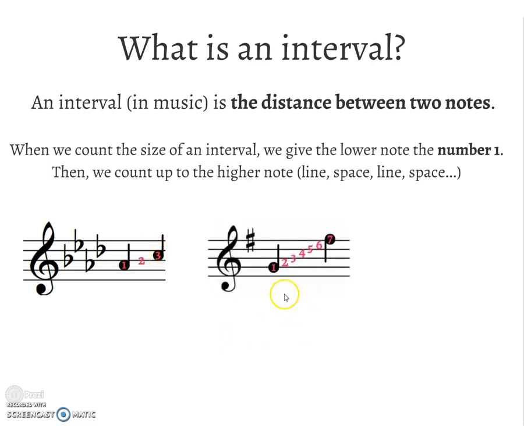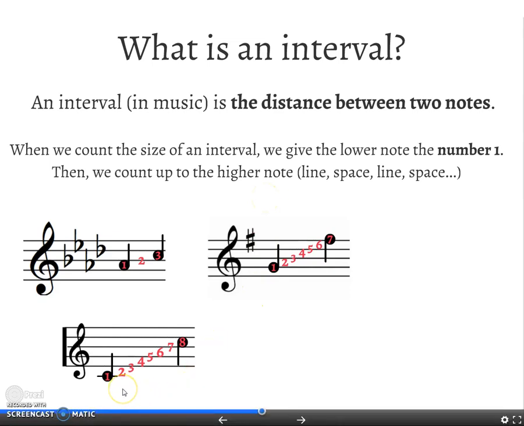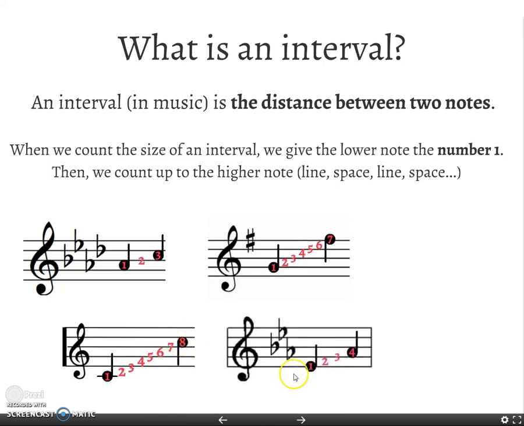Here we have a distance of 7 because we're starting on a line. We're going line, space, line, space, line, space, line, and we're counting up as we go. 1, 2, 3, 4, 5, 6, 7. Here is a distance of 8. Now we're starting from a ledger line, but it's still line space, so line on the ledger line, space is between, line, space, line, space, line, space. And the last example, distance of 4, 1, 2, 3, 4.